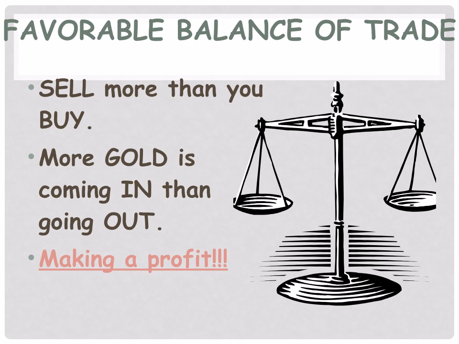Okay, so a favorable balance of trade is when you sell more than you buy. Therefore, more gold is coming in than is going out, which means you make a profit. All businesses want a favorable balance of trade where you're selling far more than you're buying. That way, you're making a lot of money.